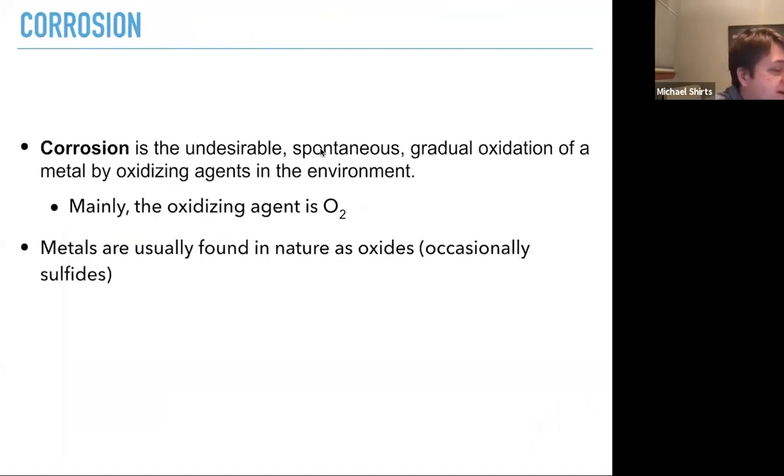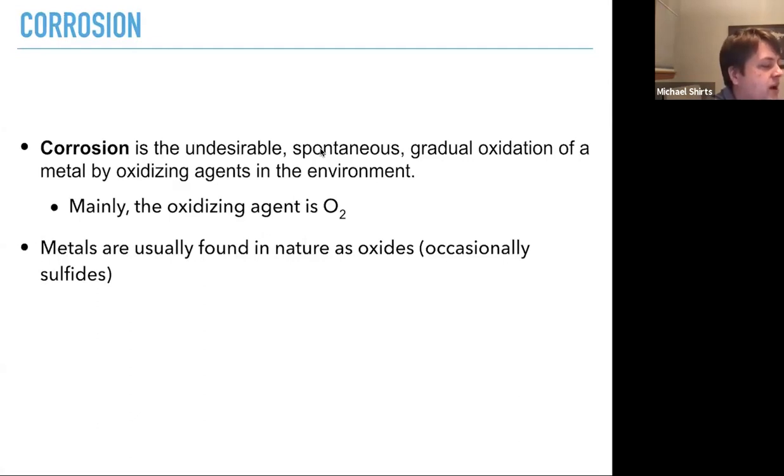So metals are usually found in nature as oxides. Basically all minerals that we mine and then purify are either oxides or sometimes sulfides, which are just sort of heavier oxygen to some extent, right? Sulfides have the same electronic behavior because they're also in the same group. I know that the sulfide ion is 2-. So generally what you see in nature is oxides and occasionally sulfides.